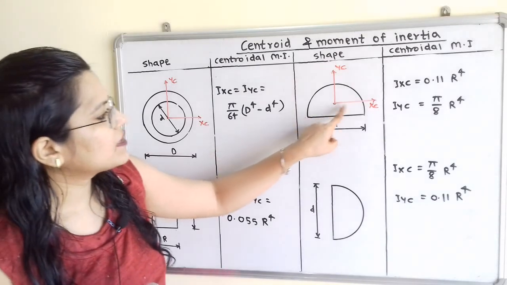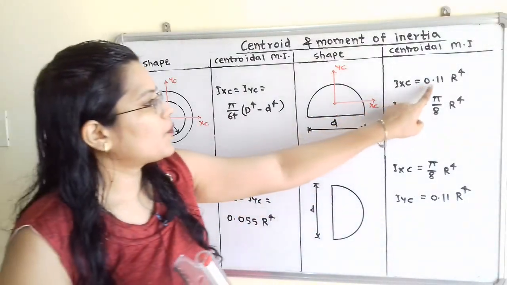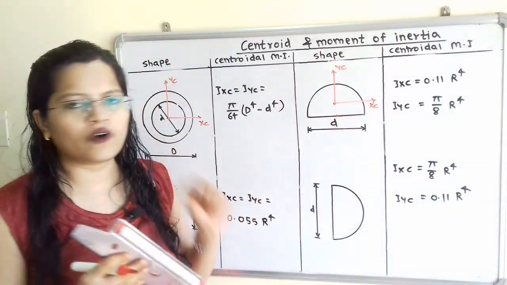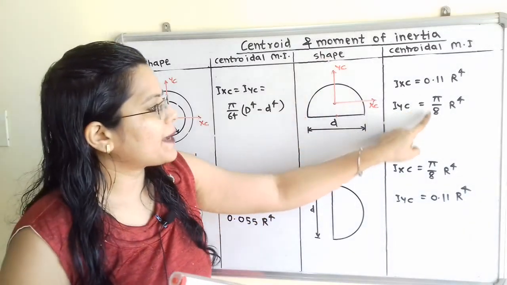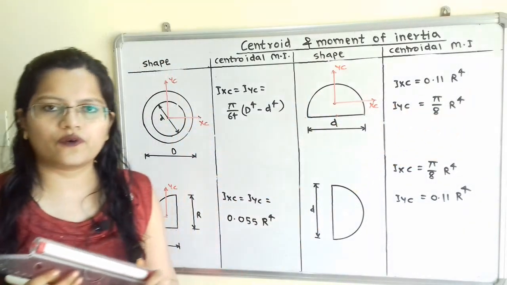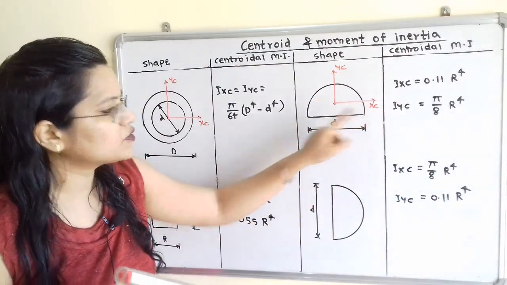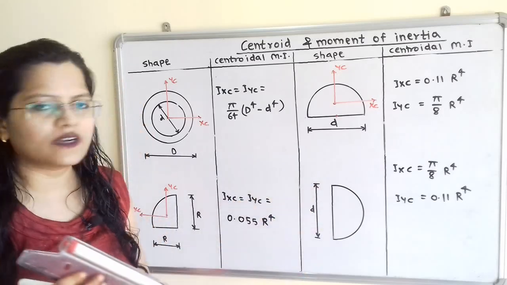Now moment of inertia along Xc, Ixc is equal to 0.11 r raised to 4, where r is the radius of semicircle, and Iyc is equal to pi by 8 r raised to 4. Now if we observe here, this base is horizontal. Now in the next step, base is vertical.